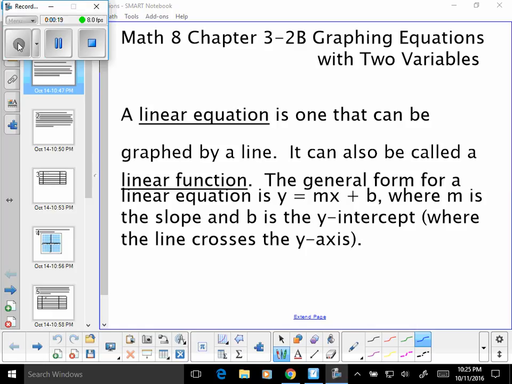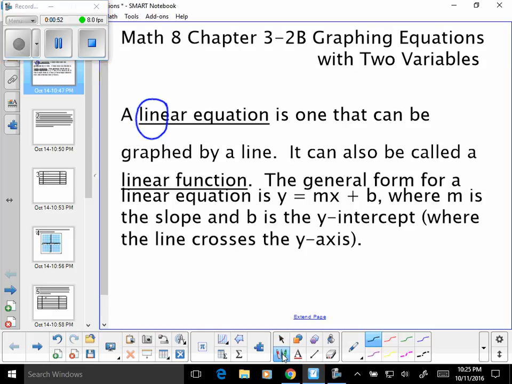A linear equation is one that can be graphed by a line. You can actually see the word line right in the word linear. It can also be called a linear function, so don't get too rattled if sometimes you'll see it called a linear function. The general form for a linear equation is y equals mx plus b, where m is the slope and b is the y-intercept, or where the line will cross the y-axis.